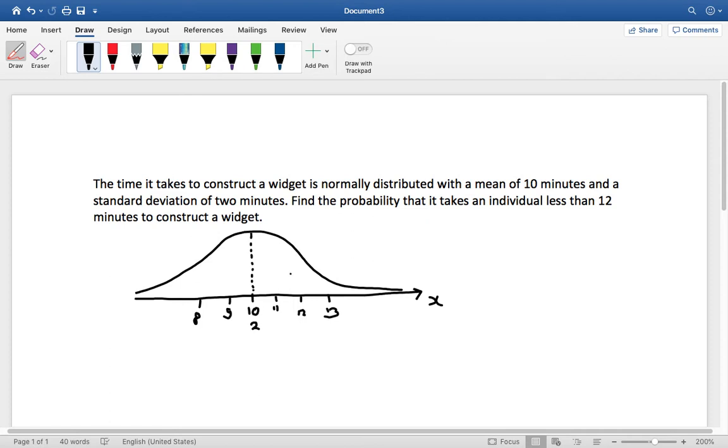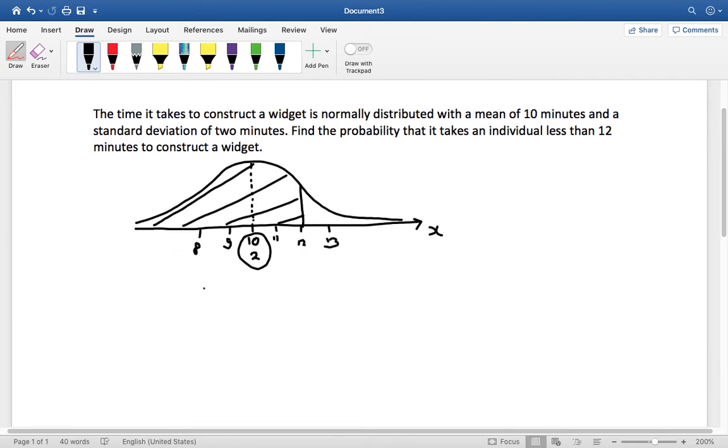So we want to find out the probability that it takes less than 12 minutes. So less than 12 minutes, we need to work out this area over here. Unfortunately, this is not the special case of the standard normal distribution. The standard case, where we have tables, entails the mean being equal to 0 and the standard deviation being equal to 1. So how can we adjust that?